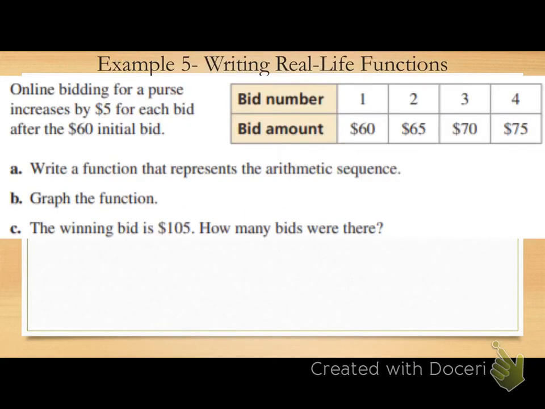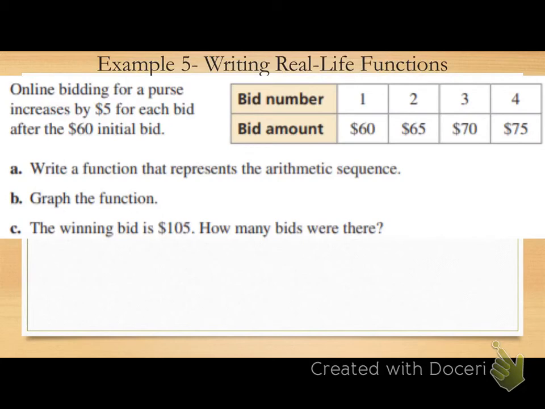Example 5. Here we go. Online bidding for a purse increases by $5 for each bid after the $60 initial bid. So it wants me to do 3 things here. A, write a function that represents the arithmetic sequence, so we're going to use function notation. B, graph the function. C, the winning bid is $105. How many bids were there? So we got to do 3 questions here.